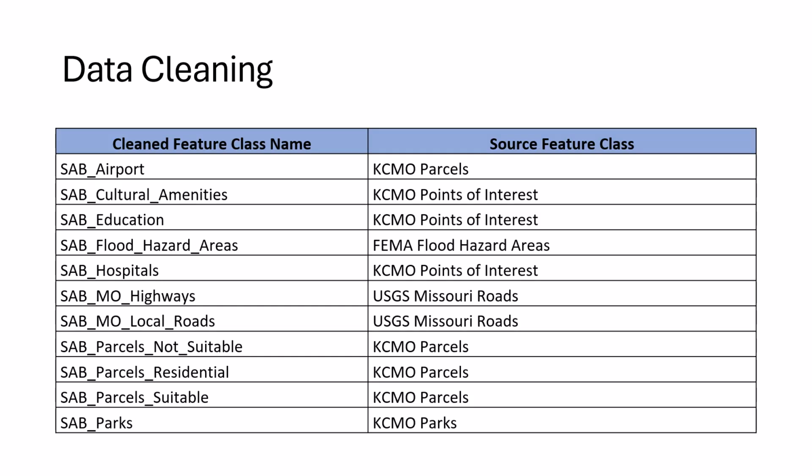So these are the cleaned feature classes that I used. I put SAB in front of them. It stands for Subject Area Buffer, and that helped me understand which ones I was actually going to be using for the analysis.